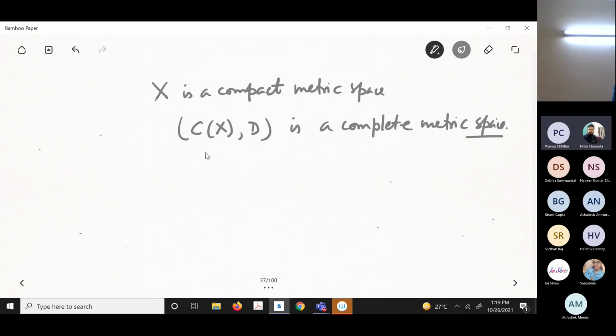Similarly here, look, C(X), it's a compact metric space, that already I know is a complete metric space. The first question is answered. Now, what will be the compact subsets of this? The compact sets in this metric space.